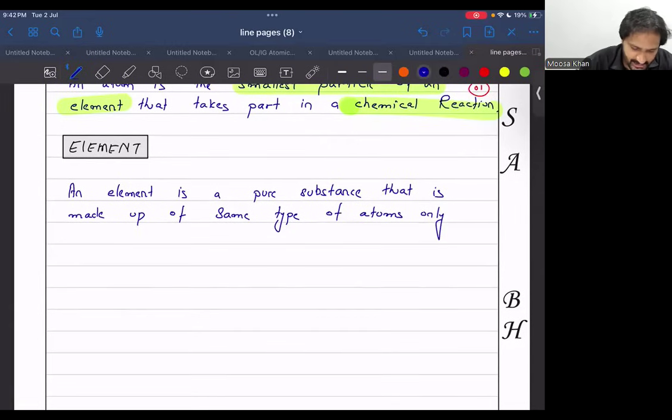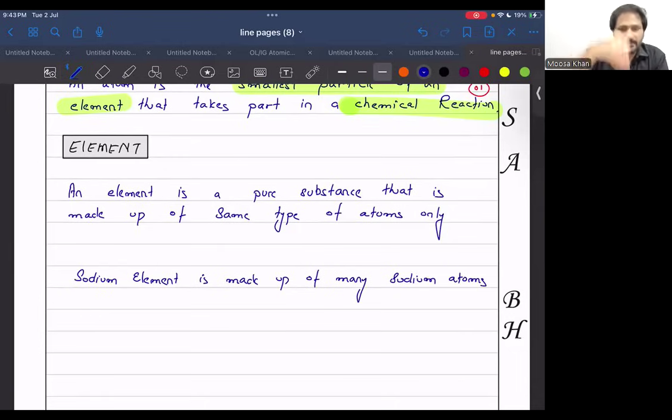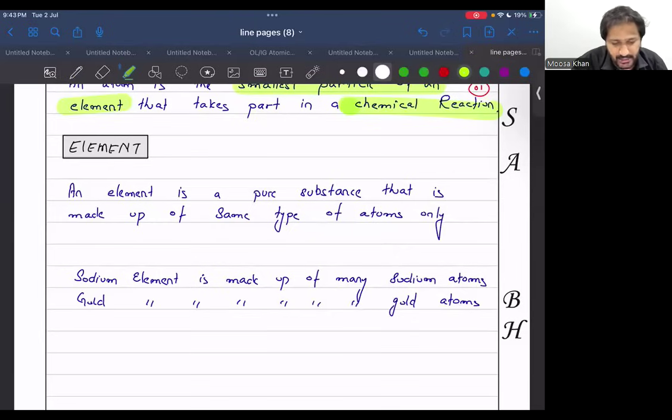So if we are talking about, let's say, the sodium element, a sodium element is made up of many sodium atoms. For example, if we place many sodium atoms in one place, that would be called sodium element. Similarly, if we place many gold atoms in one place, that would be called gold element. अगर बहुत सारे गोल्ड के एटम्स एक जगह पे एक साथ रख दोगे तो क्या बन जाएगा? गोल्ड एलिमेंट. तो एलिमेंट की डेफिनेशन में you always have to write that an element is a pure substance.